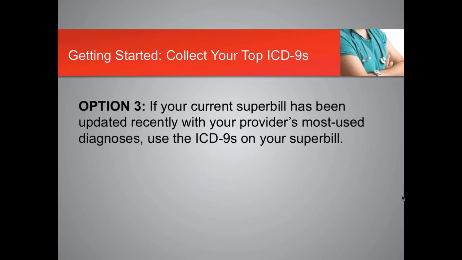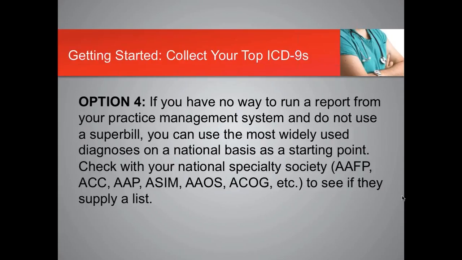If for some reason you cannot do that, but you can run diagnosis lists based on your favorites or your pick list that's typically in the EMR, do that, or take a screenshot of that, or contact your vendor to find out how to get those favorites or those pick lists. If you're using a paper super bill, and it's been updated recently with the most used diagnoses within the past year or so, you can use those ICD-9s on your super bill.